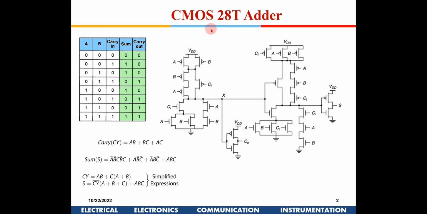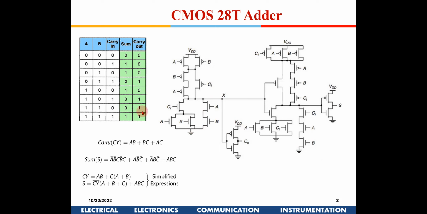Okay. This was the 28 transistor adder. Now this is the truth table which is given out here, right? So if you see here the carry out, the carry is more important because that needs to be propagated from one stage to other, right? Whereas sum is generated locally for each bit. So our target will be to first generate the carry out here.